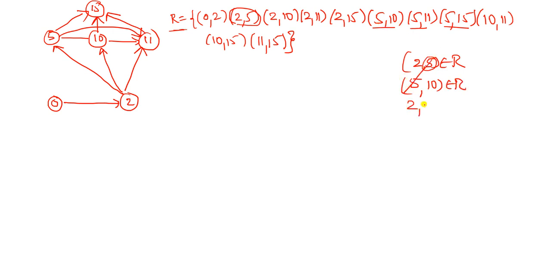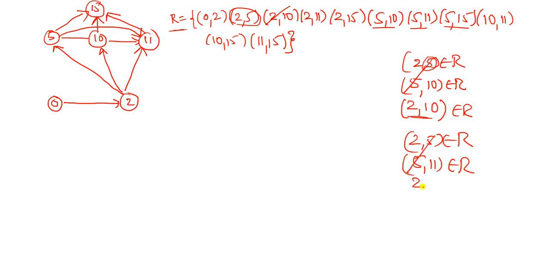So from these two we get 2, 10 belongs to R. Check, 2, 10 is existing. Yes, 2, 10 is existing. That is transitive, so we have to remove 2, 10. Next, 2, 5 belongs to R and 5, 11 belongs to R. From these two, by transitivity, 2, 11 belongs to R. So we should remove 2, 11. From this, 2, 10 we have to remove, and 2, 11 we have to remove.